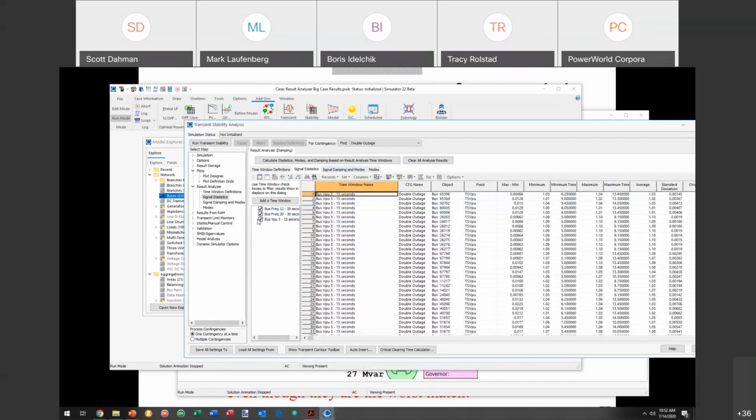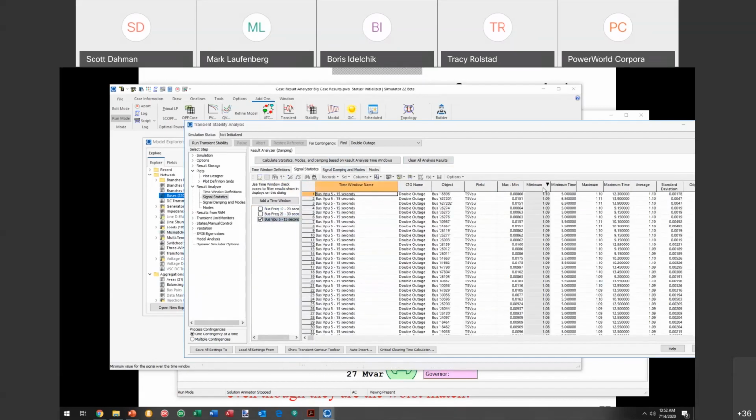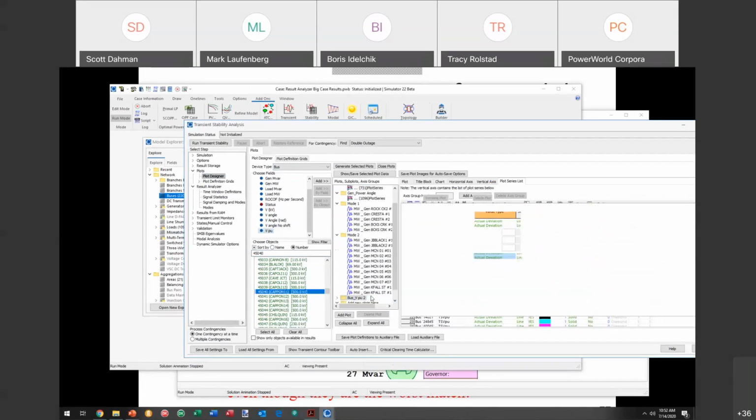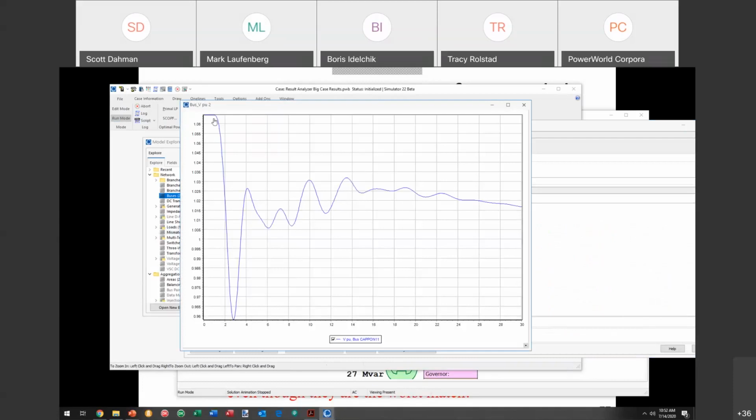Again, I can get statistics. If I only want to look at voltage, I can look at what's the max and the min, what's the max minus the min. It's saying this bus has the biggest deviation, so 45,040. I can go look at a plot of that. So this is the biggest dip. I assume that's near the generators.